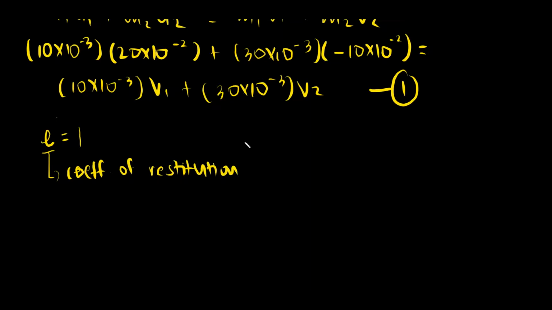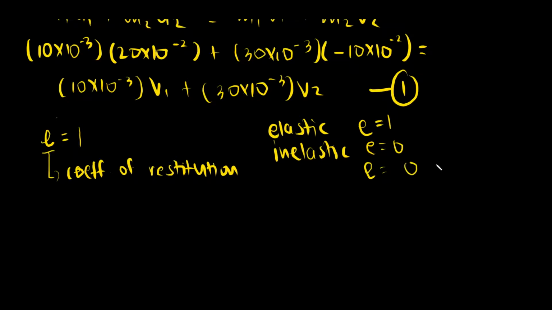Restitution. If perfectly elastic, your coefficient of restitution is equal to 1. If inelastic, that's equal to 0. Now, if your coefficient of restitution is from 0 to 1, in between those two, it is partially inelastic.